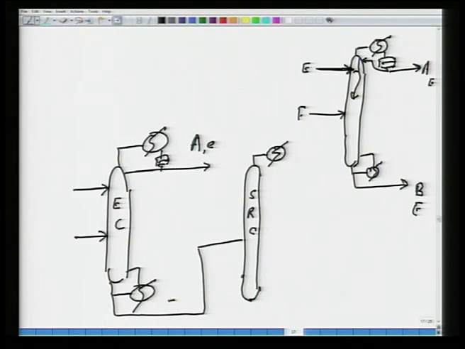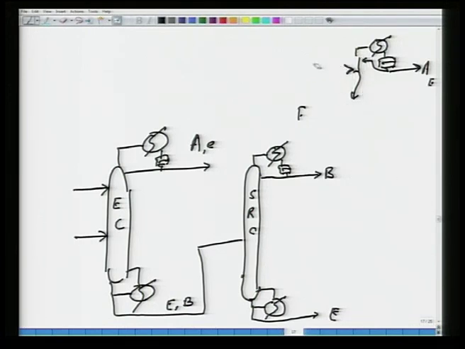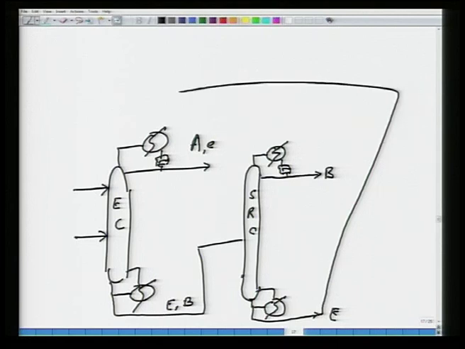So the bottoms is E, and my entrainer is such that it is preferentially soaking up B. So it's a mixture of E and B. This EB mixture is sent to a solvent recovery column. The solvent being heavier goes down the bottoms, B being lighter goes up the top. This is the solvent, or rather the entrainer, and this entrainer is what is sent back. Okay, so this is my homogeneous azeotropic extractive distillation sequence.